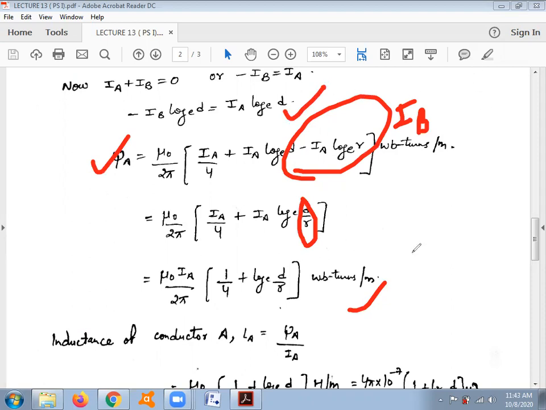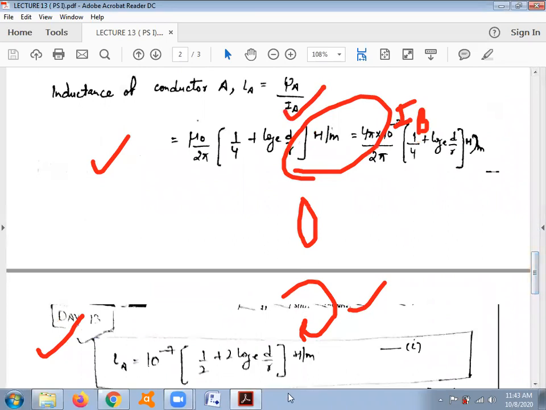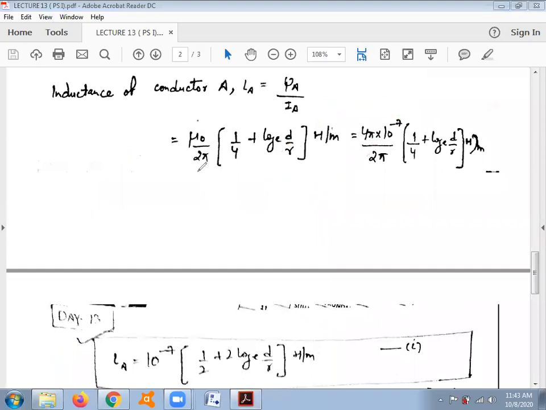But our real question is, what is the formula for the calculation of inductance? So we have to substitute this value in the numerator and divide it by the value of current IA. When we divide the whole term by IA, IA vanishes. Mu naught is substituted as 4 pi into 10 raised to the minus 7. Multiplying and dividing by the 2 terms, we get the formula for the inductance of the single conductor.